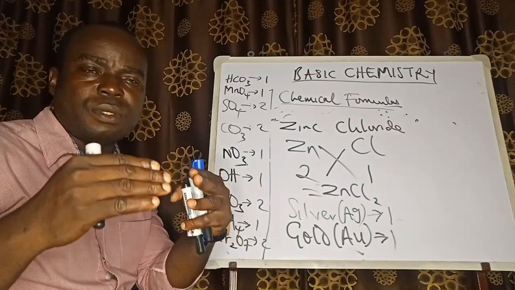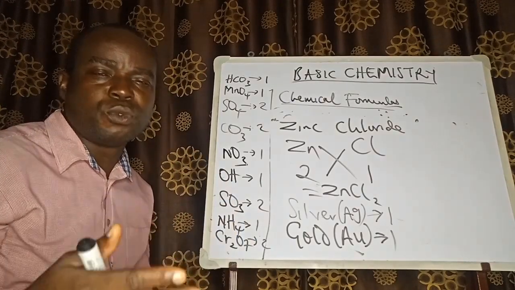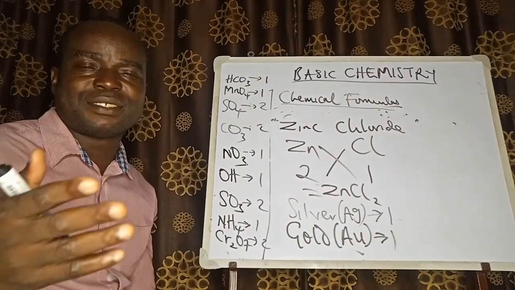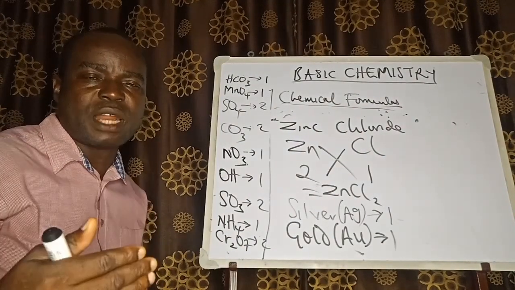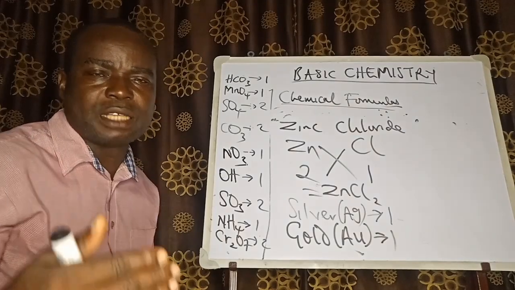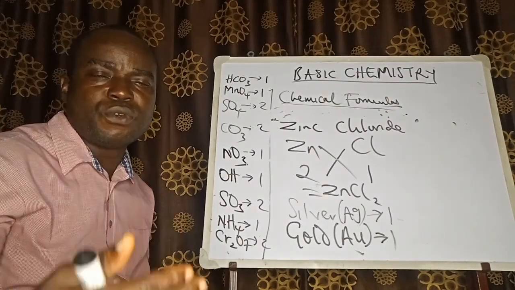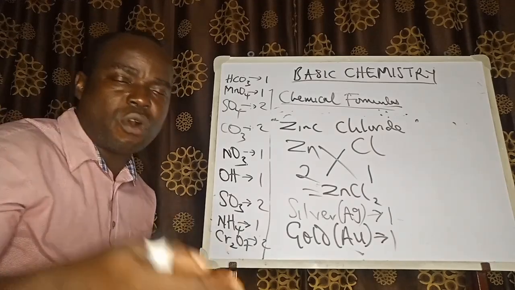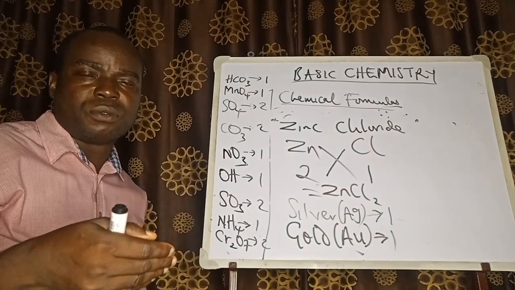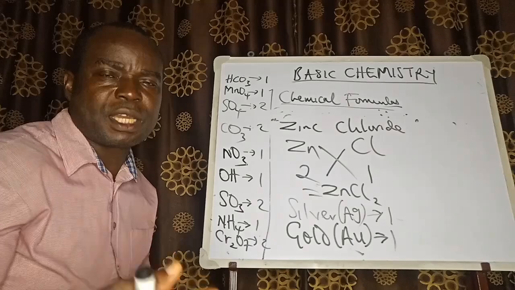So that's it for the video. I hope to see you in the next video. And in the next video, we're going to be discussing further on chemical formulas. But this time around, I will give you the symbol. You now write the name of the compound. Then also we'll talk about chemical equations.